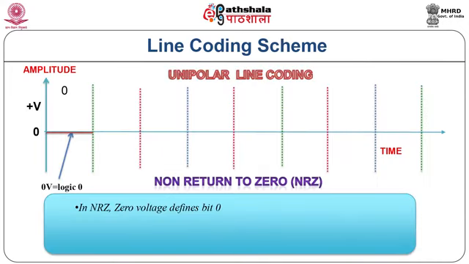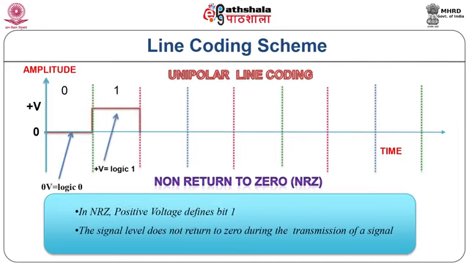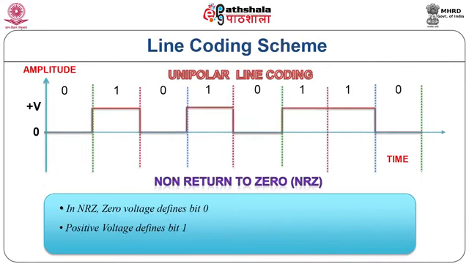Now let us see how we represent signal using unipolar NRZ code. In NRZ line coding, logic 0 is indicated by a zero voltage level as shown in figure. Logic 1 is represented by a non-zero voltage level, precisely a positive voltage. The signal level does not return to zero for the entire bit interval during the transmission of a signal. Figure shows the representation of binary data 010, 10110 using unipolar NRZ encoding technique.